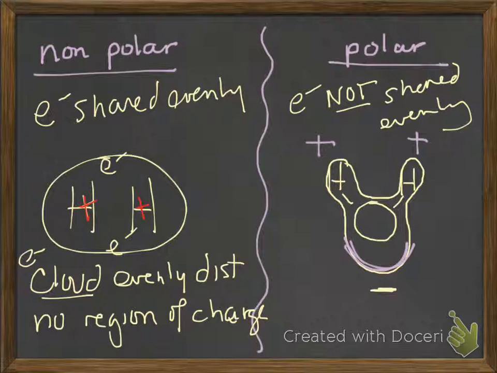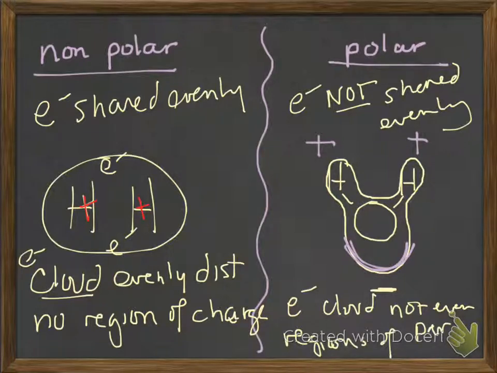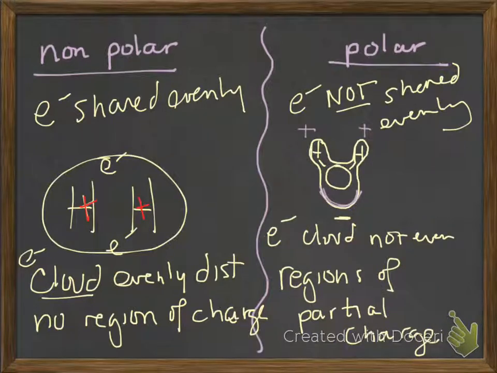So in a polar molecule, the electron cloud is not evenly distributed. And there are regions. We call it partial charge. Regions of partial charge. I know, it's really hard to read that. Let me see if I can fix it. Okay. So there are regions of partial charge on a polar compound.